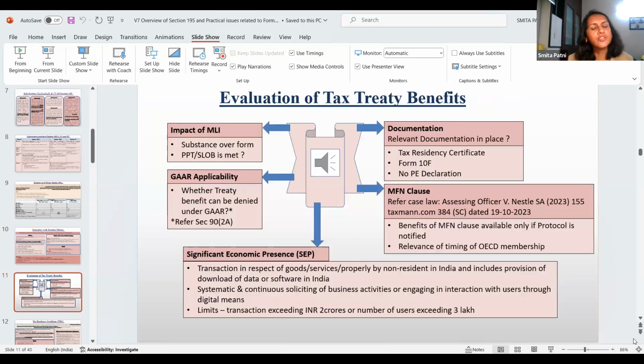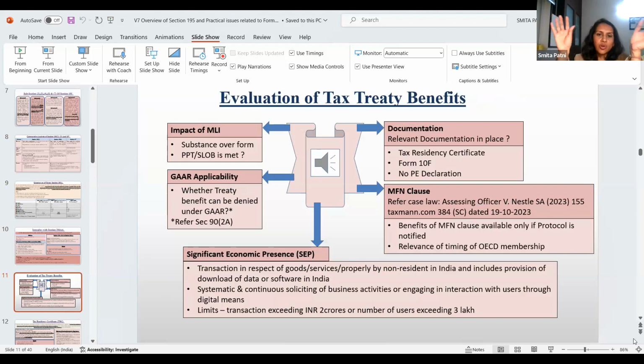Now coming to SEP. I was discussing that there is a business connection. So section 9 explanation 5A says that we have to have a business connection in India. So for that there should be a PE. But SEP is different. It doesn't talk of any PE, it doesn't talk of permanent establishment. It only says that if there is a significant economic presence of a person. How? They have defined some categories.